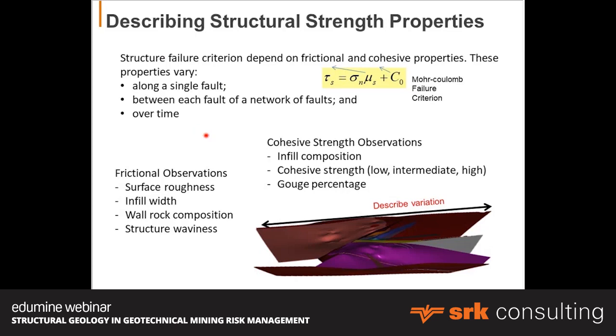Okay. So the frictional observations could include observations of surface roughness, the infill width, the wall rock composition, the waviness of the structure on the large scale or the small scale. The cohesive strength observations could be looking at the infill composition, or just giving an estimate. Do you think the cohesive strength is low, intermediate, or high? Okay. Well, how much gouge is in that fault system? These are basic observations that would help the engineer make decisions.